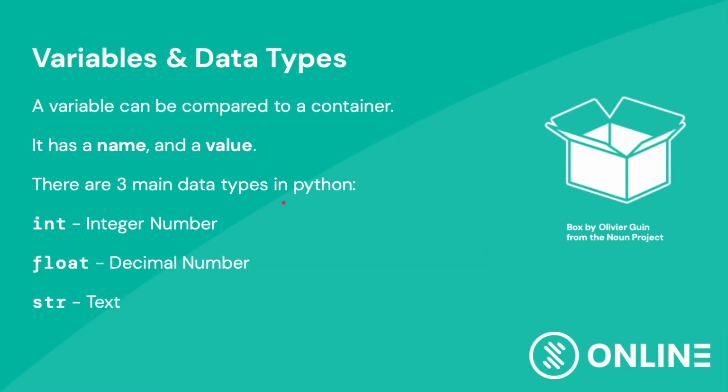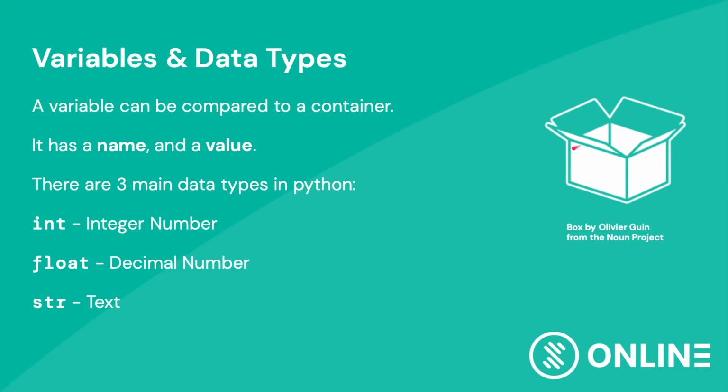And so first, you've got to understand what variables and data types are. A variable can be compared to a container. It has a name and a value. We have this box right here. It's empty. So we can apply a name to this box. We can call it white box. But there's nothing in it, so maybe the number of items in it is nothing. So we would say items in white box equals 0.